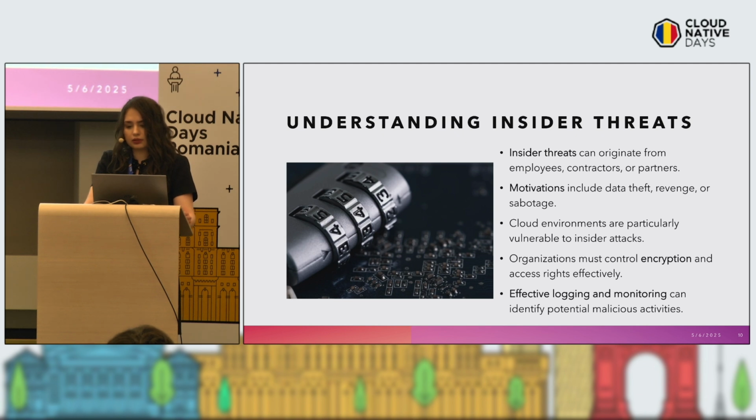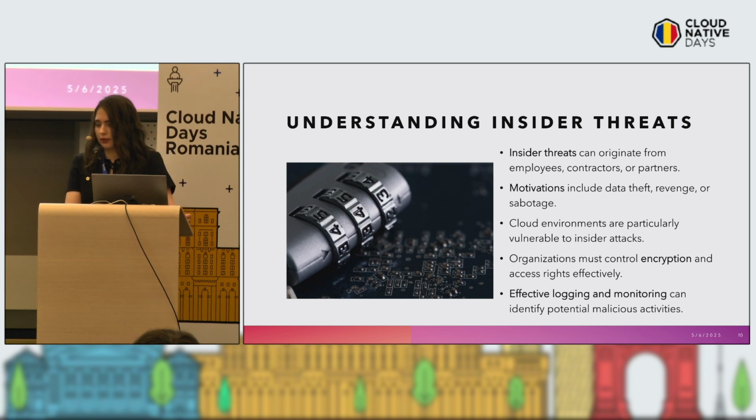The next common vulnerability is insider threats. As mentioned earlier, this can originate from contractors, partners, or employees. The motivations could include data theft, revenge, or sabotage. Cloud environments are especially vulnerable to this type of attack due to the remote access. In order to mitigate this threat, organizations need to control encryption. Both the data in transit and at rest need to be encrypted, and manage the access rights effectively.